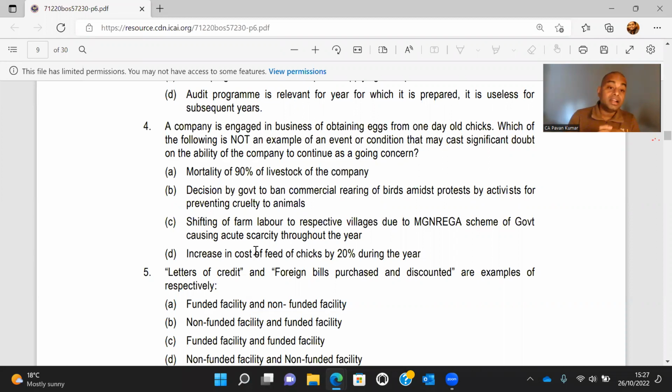Because of that, government has taken a decision to ban commercial rearing of birds. There are protests by activists. So government has taken a decision to ban. So do you think this will have an effect on the company's prospects?